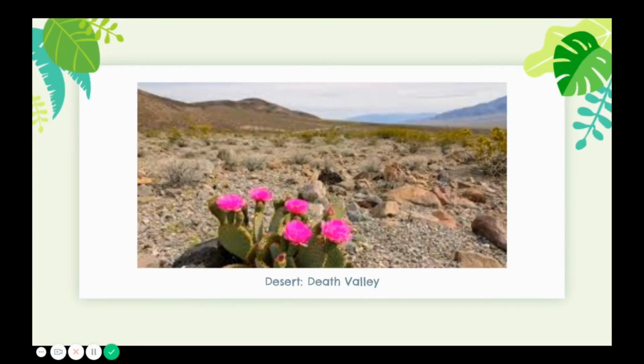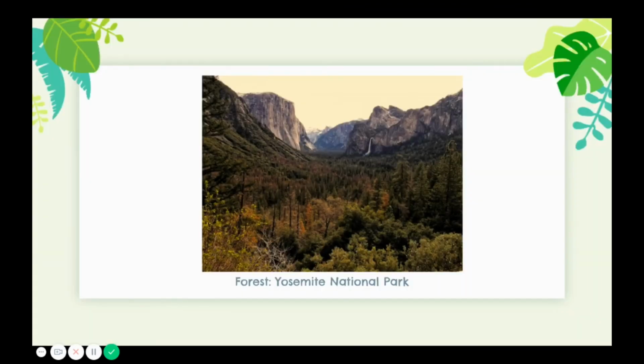All right, our first environment is the desert. There's a famous desert in California called Death Valley. As we know, deserts are very hot and they don't have a ton of leafy vegetation. But we'll get into all that a little bit later. Our next environment is the forest. A famous forest in California is the Yosemite National Park.